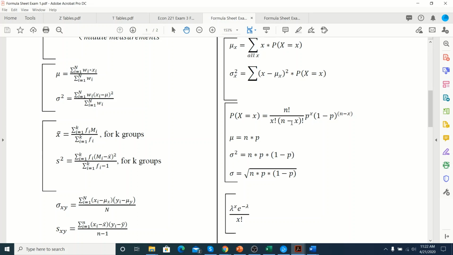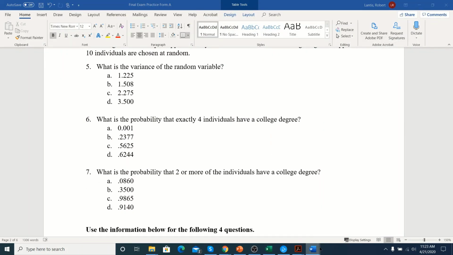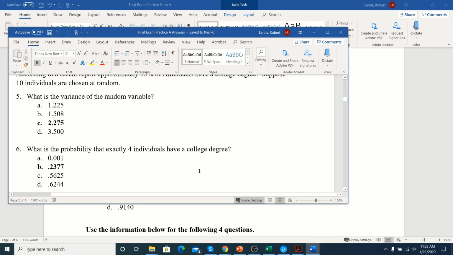What I would do is go back, hopefully remember, but find that factorial button on your calculator. If you need any help prior to next week finding that, we can WebEx or something to make sure you can identify it. Remember, 4 factorial is 4 times 3 times 2 times 1. It's just a matter of plugging those values in there. So if we do that, I'm guessing it's B, 0.2377.